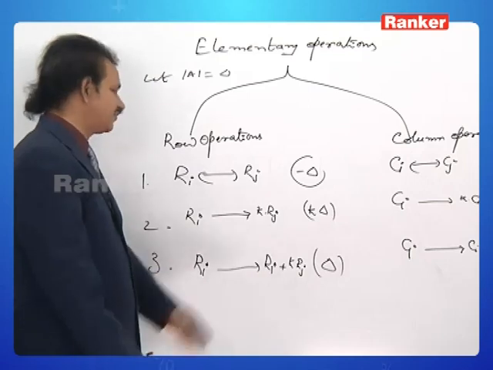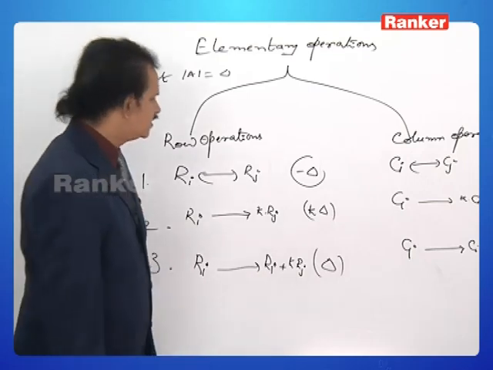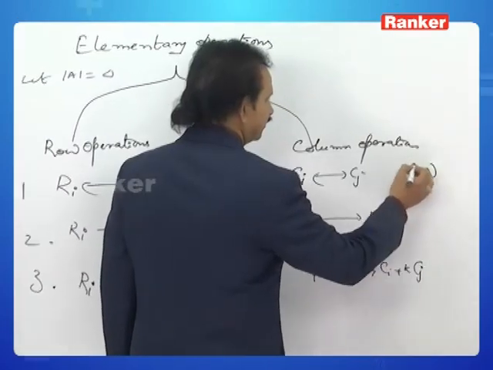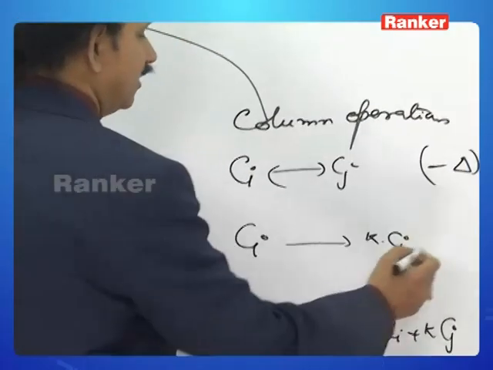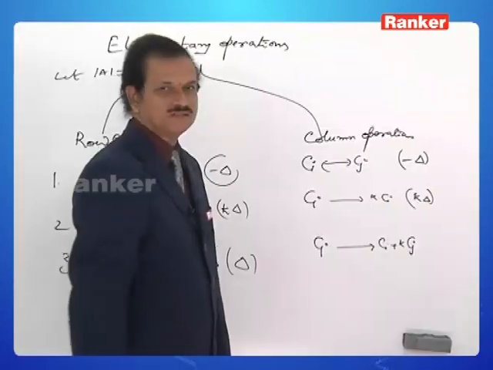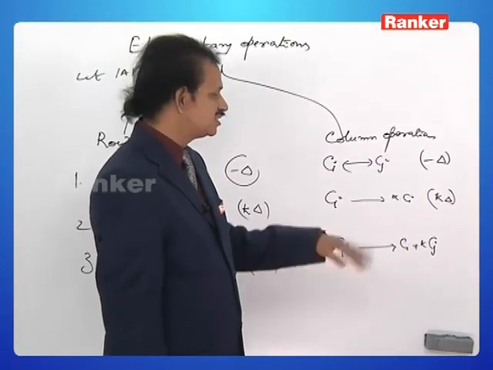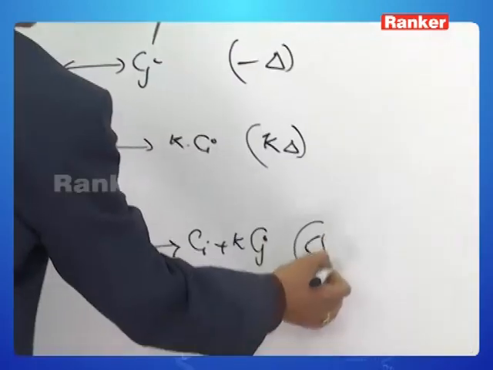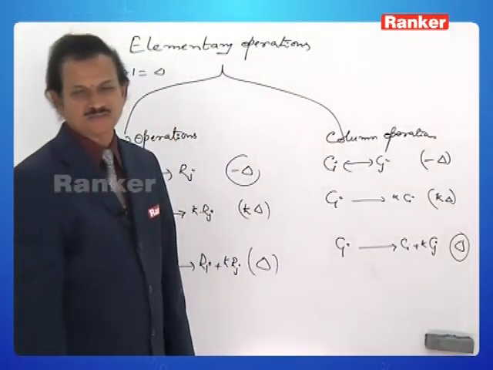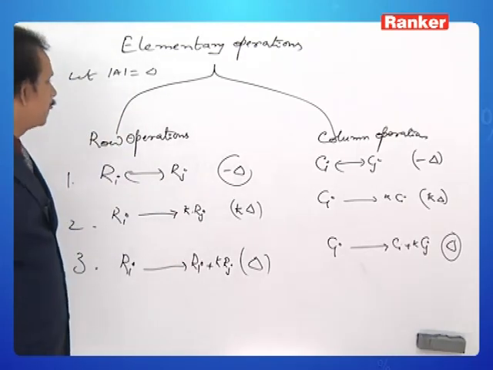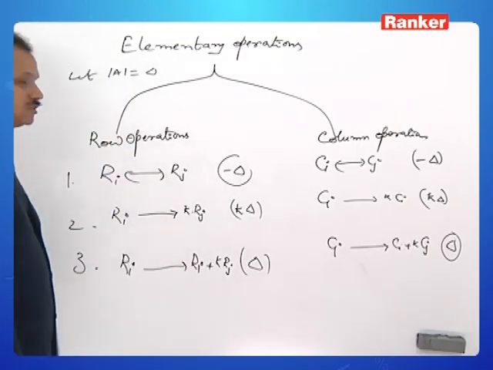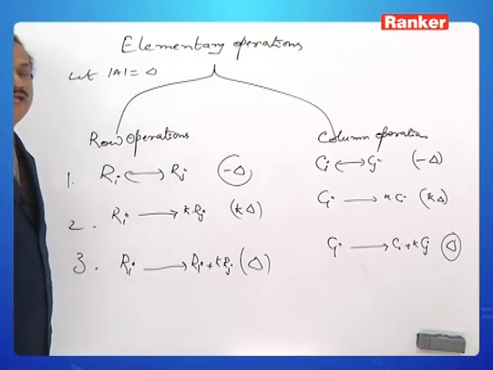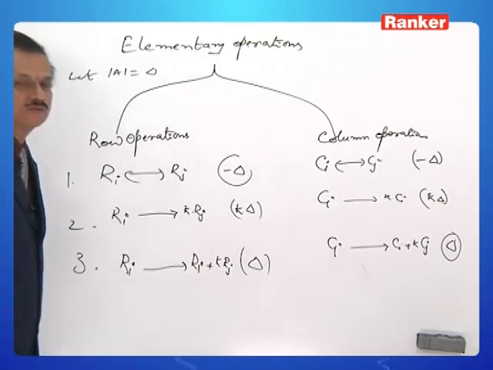The most useful result is this. In similar fashion, if you apply this one, the determinant will get minus sign. If you apply this one, the determinant will be k times the original determinant. And if you perform this operation, there will be no change to the determinant. So, these three operations and those three operations together are called elementary operations.